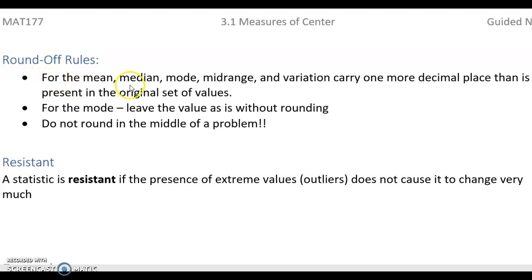Now that we know our measures of center, let's talk about a couple of other general rules. Round-off rules: for the mean, median, mode, mid-range, and variation also, we carry out one more decimal place than is present in the original data set. For the mode, leave values as is without rounding. Why? Because you're making no calculations. And try to avoid rounding in the middle of a problem, because the more you round in the middle of a calculation, the more your final calculation will be off from the actual value it should be. And finally, just a reminder, a statistic is resistant if the presence of extreme values, also known as outliers, does not cause it to change very much.